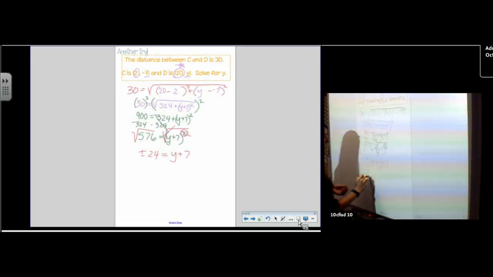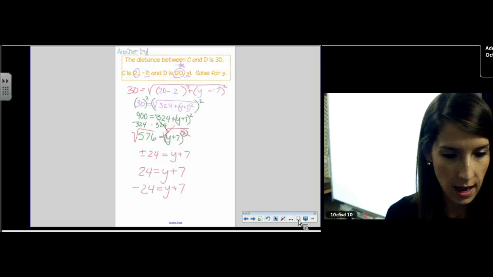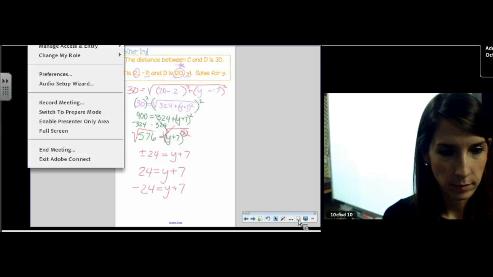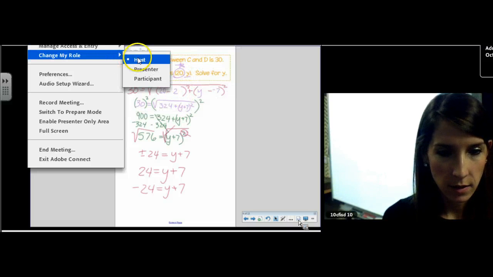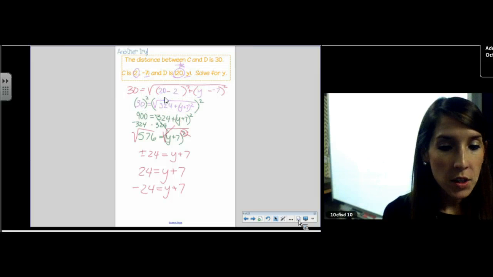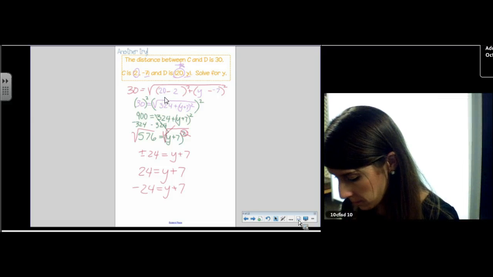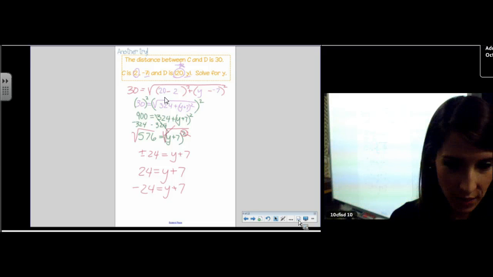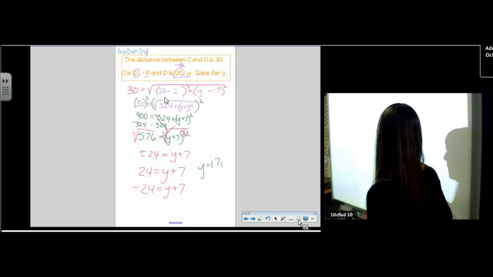And then you set it up separately. 24 equals y plus 7. Negative 24 equals y plus 7. And then you subtract 7 from both sides. So what are we getting as our answers? 24 minus 7 and negative 24 minus 7. So you should get 17 and negative 31. Very good. y equals 17 and negative 31.